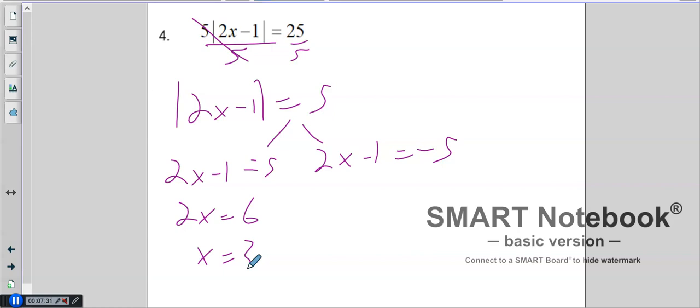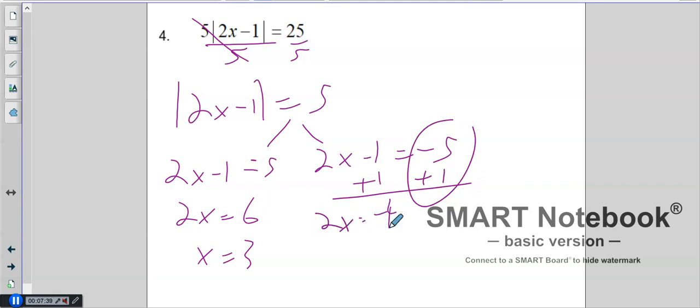I'm going to add 1 to both sides. I'll show the work here because we have a negative and a positive. That's going to give me 2x equals negative 4. Then when I divide, I get x equals negative 2. Now, those are my two answers I've got, but I need to plug them in and check them.